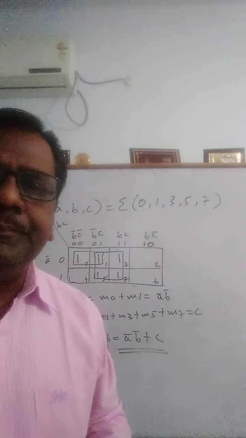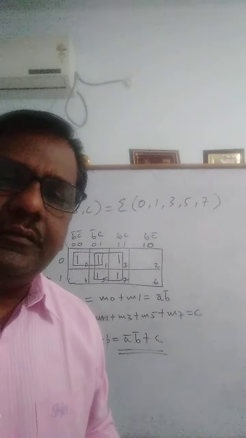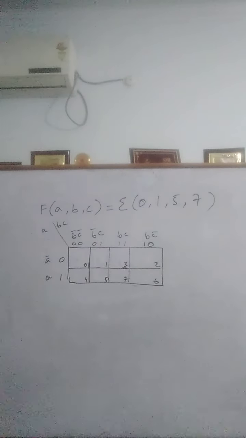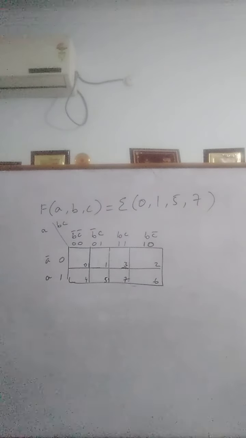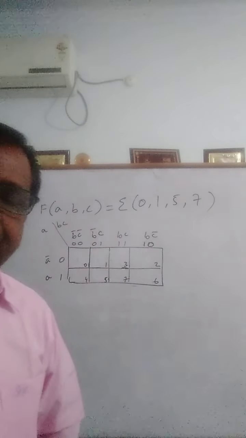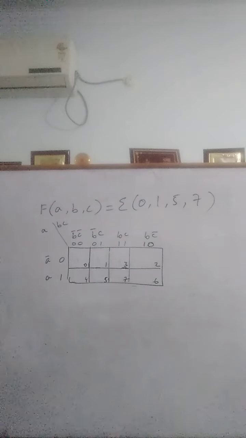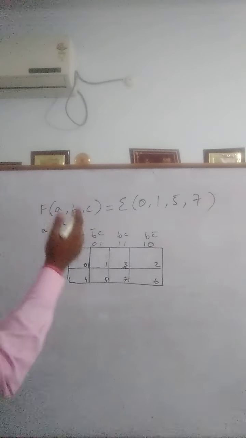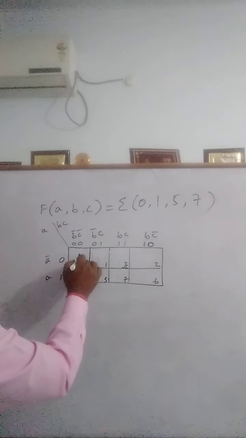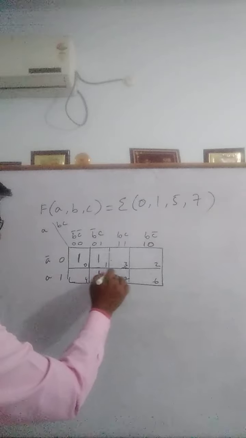Is the point clear now? Next. Now, the next question, the values I have given you are 0157. What are the values given? 0157. So, when we are talking about 0157, again the structure of the K-map is ready and you have to plot 1 at 0, 1, 5 and 7.